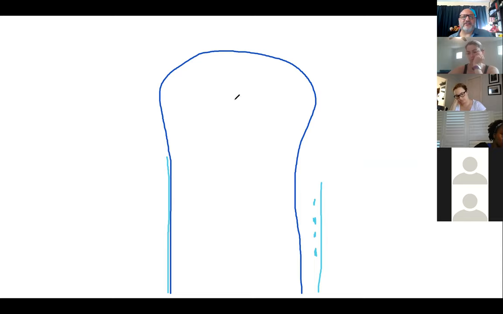And I'll label all these things in just a minute. We also know that this is a cartilage model. So inside here are going to be lacunas. And I'm just going to draw a couple of these. Throw a couple of these up here as well. And inside of these lacunas are our chondrocytes.